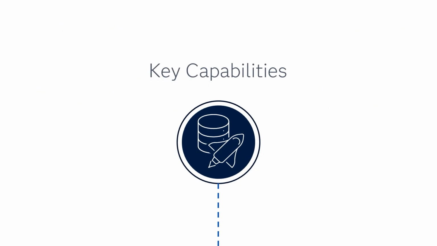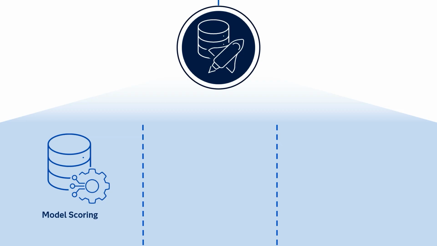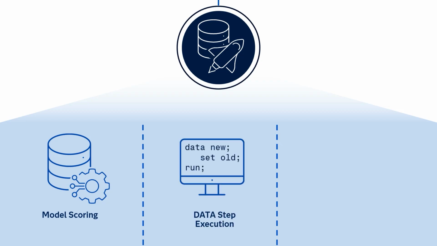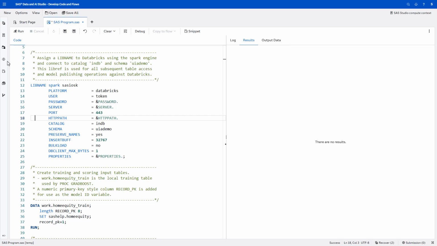What are the key capabilities offered by SAS Data Accelerator? You can push model scoring directly to the database. You can execute data step code where the data is stored. And when data transfer is required, you can take advantage of rapid parallel loading to ensure data moves efficiently at scale. Initial support includes platforms such as Azure Synapse and Databricks, with additional platforms including Cloudera, AWS EMR, Teradata, and SingleStore to soon follow. Let's see some of these powerful features in action.